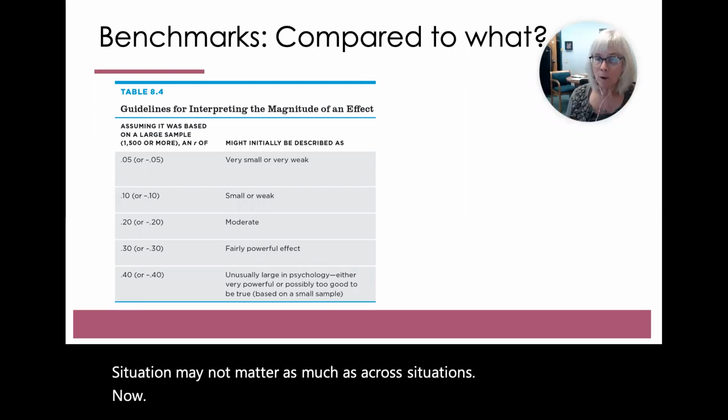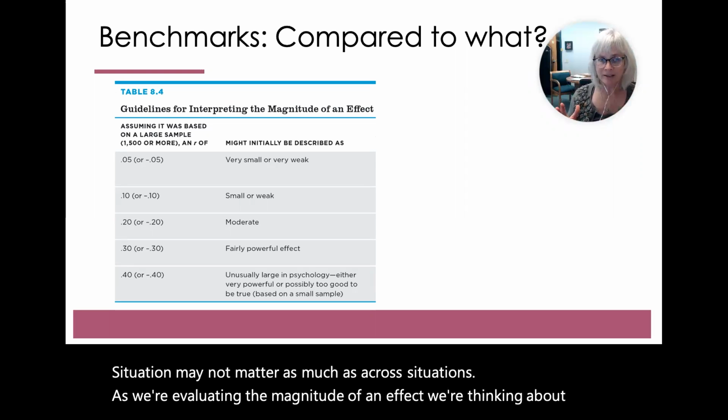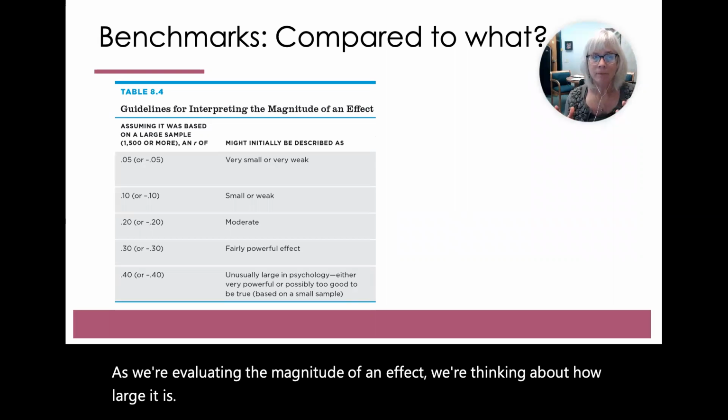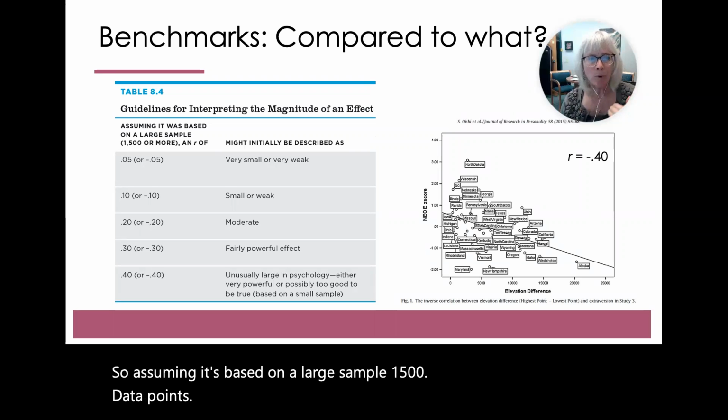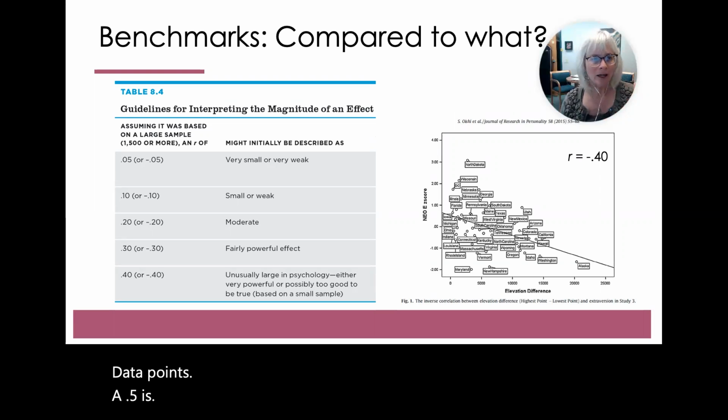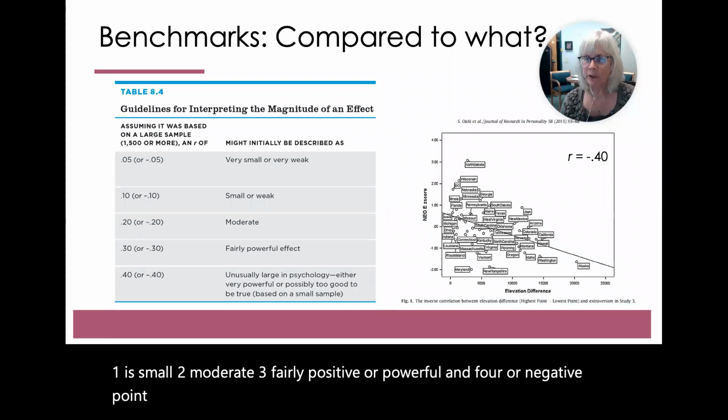Now, as we're evaluating the magnitude of an effect, we're thinking about how large it is. So assuming it's based on a large sample, 1,500 data points, a 0.05 is very small, 0.1 is small, 0.2 moderate, 0.3 fairly positive or powerful, and 0.4 or negative 0.4 unusually large.